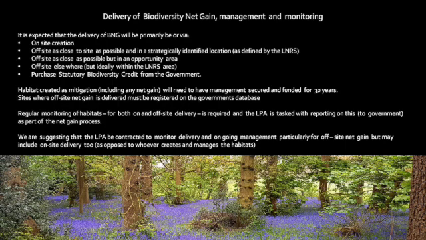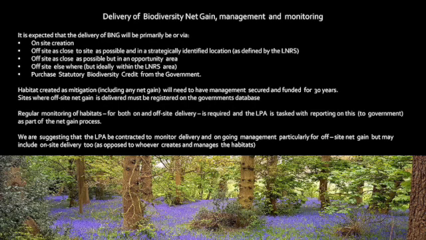So that's what's set out in the local nature recovery network. Off-site as close as possible, but in an opportunity area. These phrases will come a bit clearer when we get to a map in a moment. Off-site elsewhere, but ideally within the local nature recovery strategy area. Or, and this is the last resort, purchase statutory biodiversity credit from the government. So the intention is that developers will have to deliver or fund the delivery of Biodiversity Net Gain.